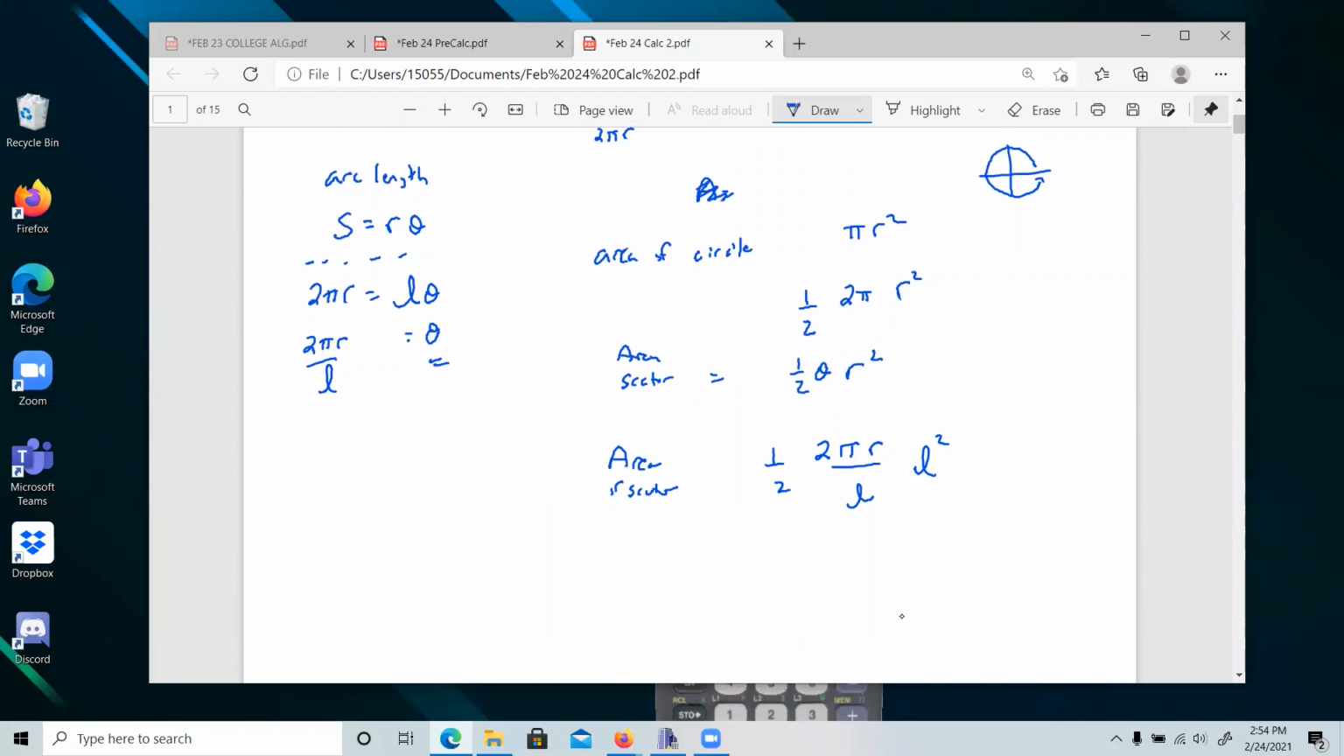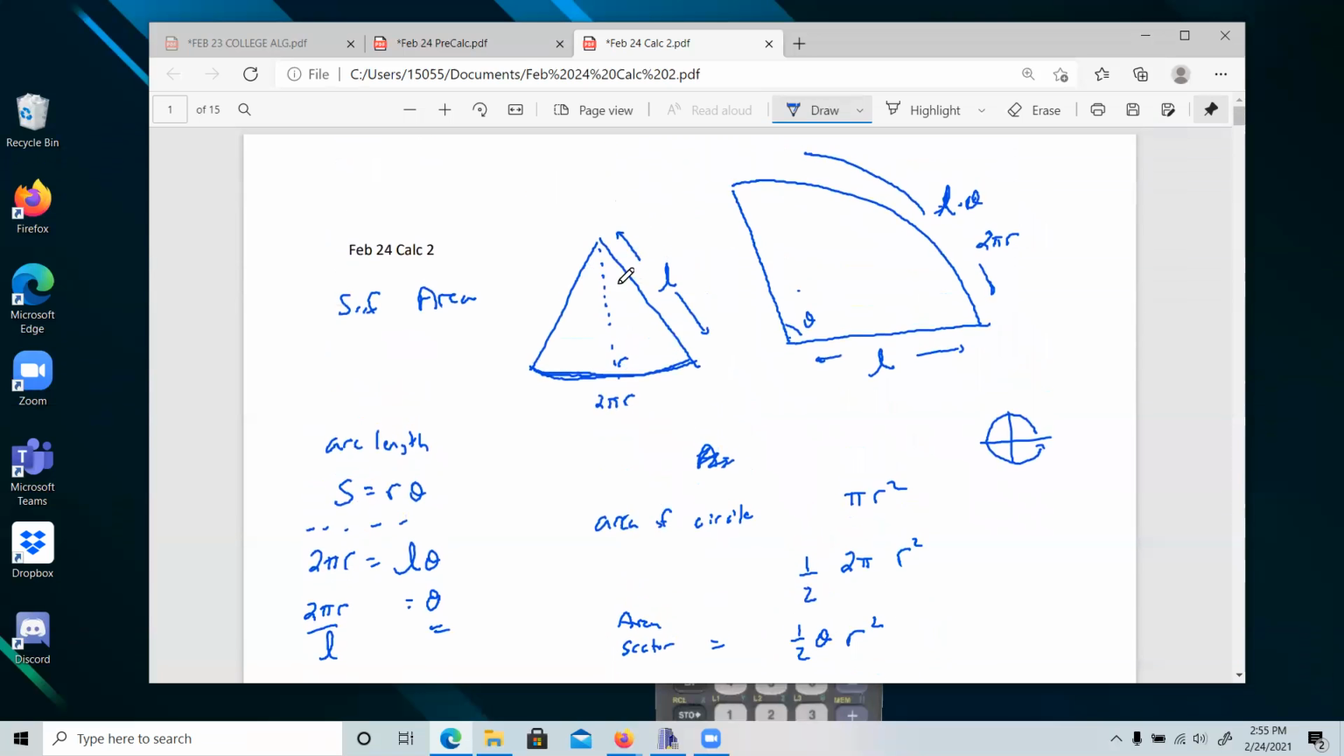So we're going to go ahead and cancel, and we get that the surface area of the cone, going back to how the cone is labeled here, is equal to pi r L. So the surface area here is pi r L.